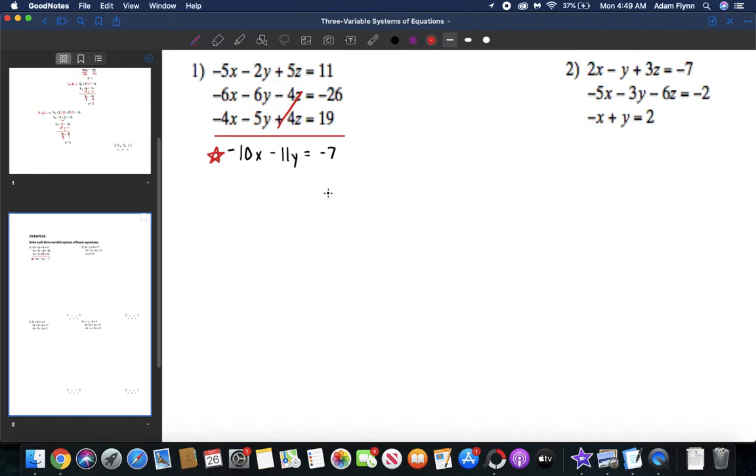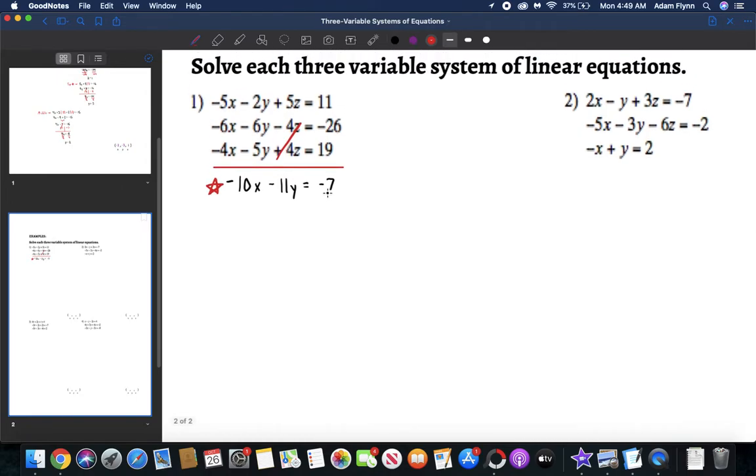Okay, so now I need to pick 2 other equations and eliminate z again. So how about I do the top 2 equations? So I've got a 5z and a negative 4z. The smallest number that they both go into is going to be 20. So I am going to multiply my bottom equation by positive 5, and I'll multiply my top equation by positive 4.